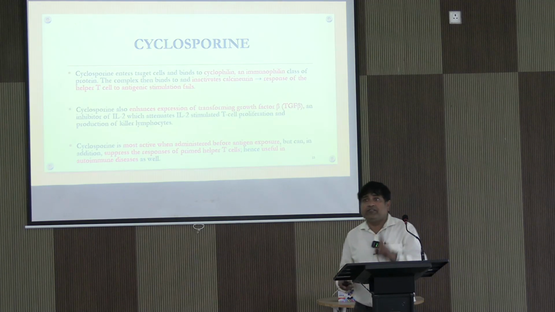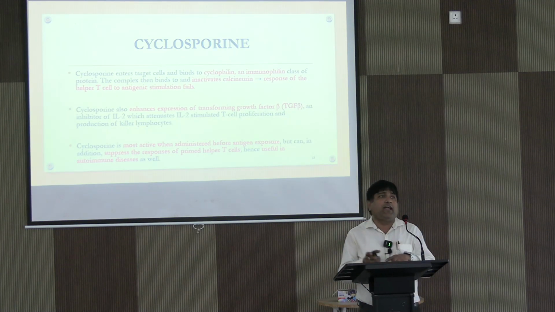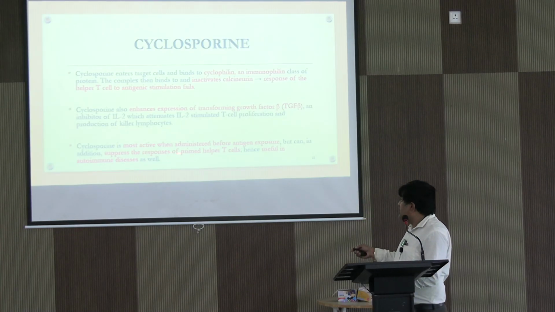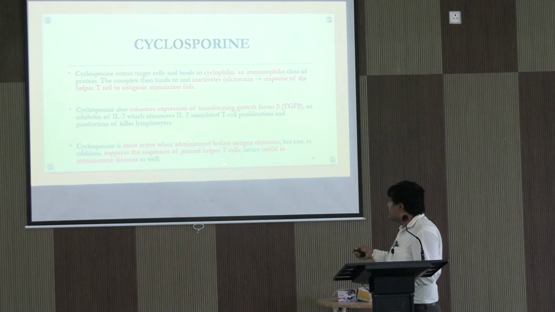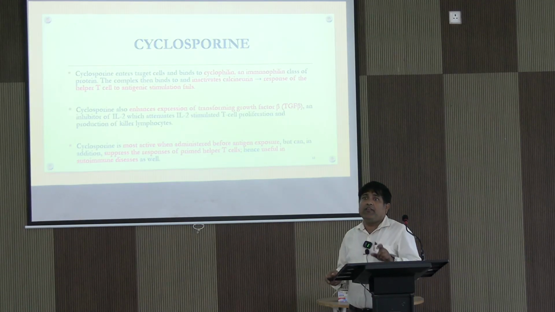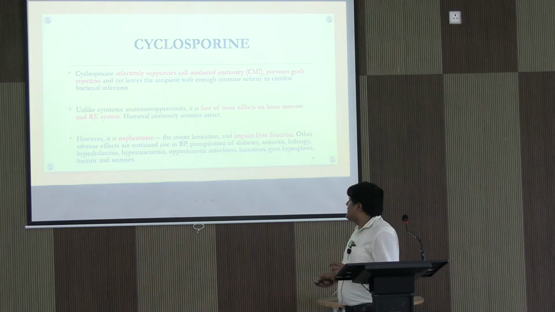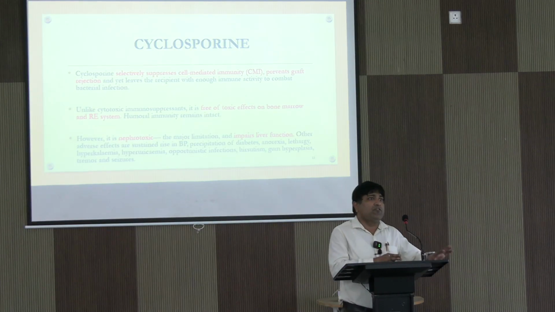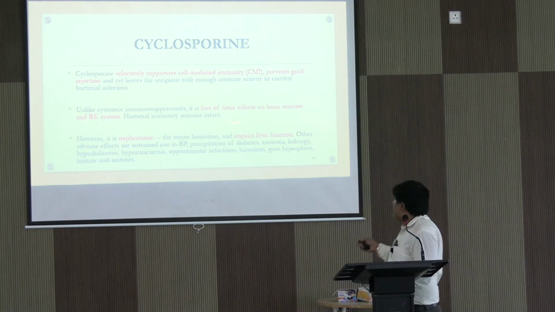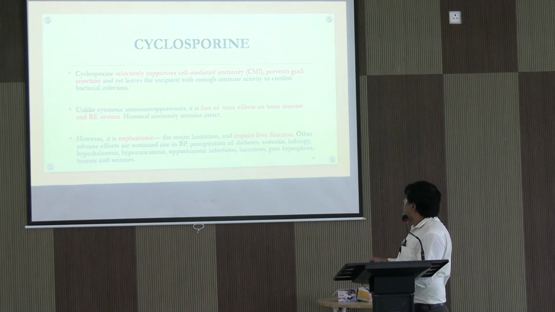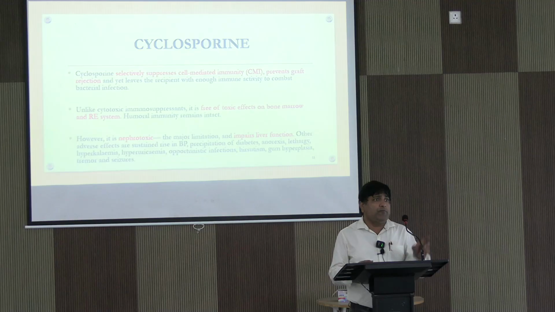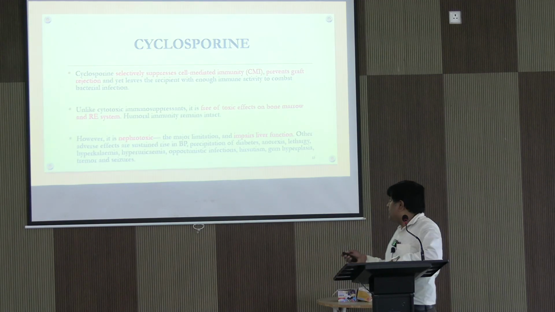Now, this drug is most active when given before the antigen exposure, although it can suppress the response of primed helper T cells and can be used even in autoimmune disease. Now, they selectively suppress cell mediated immunity. Why? Because they have got no action on the B lymphocytes and prevent graft rejection, and they have got little effect on the bone marrow and reticuloendothelial system. Humoral system is not affected.